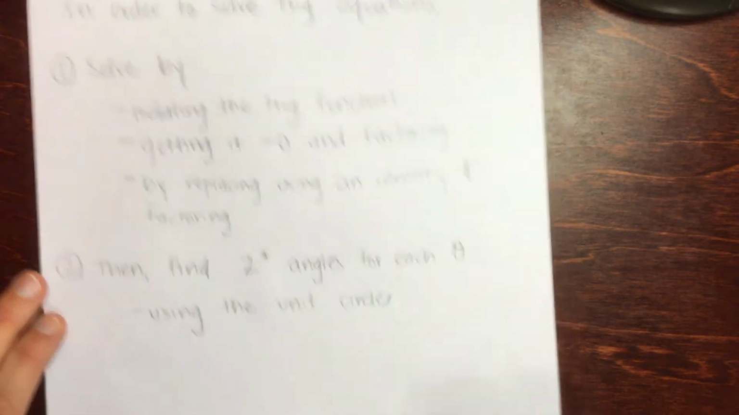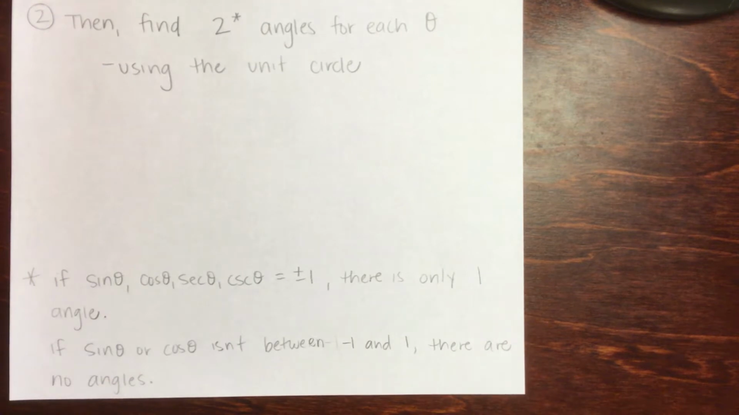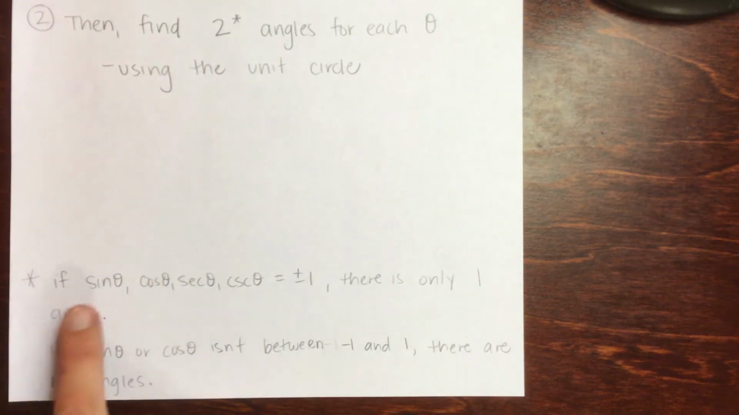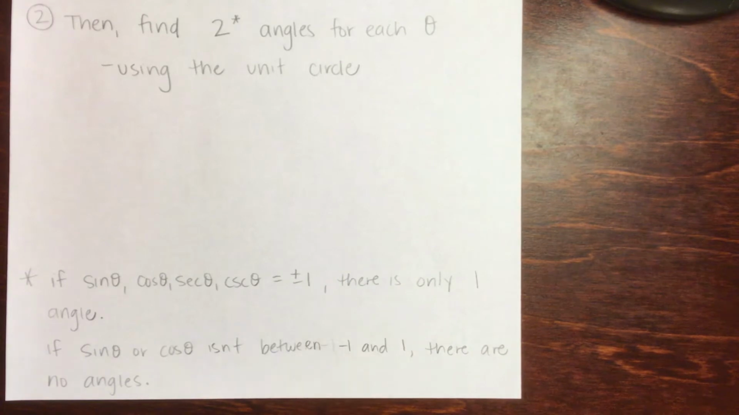Notice there's a little asterisk there because there's a small caveat. If sine, cosine, secant, or cosecant is 1 or -1, then you only have one angle. Tangent equaling 1 or cotangent equaling 1 still gives you 2. And then also if sine or cosine is not between -1 and 1, if it's equal to 2, 3, a million, then that means there are 0 answers. We don't have any fractions on our unit circle that are bigger than 1 or more negative than -1.